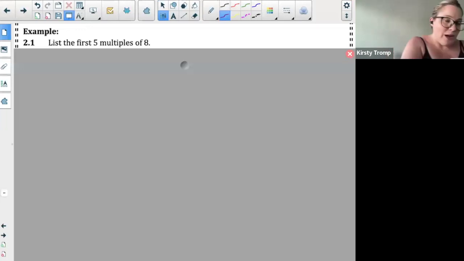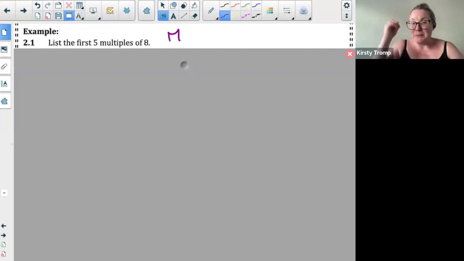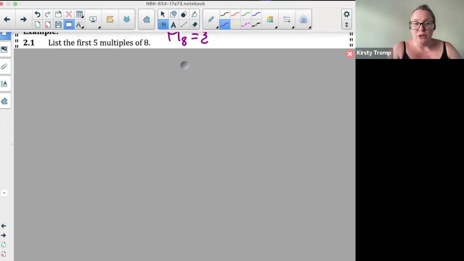Purple pen. So I'm going to have my n, and it's the multiples of 8. So I've got my big M. I'm going to draw my little 8 over here, and I'm going to say equals, open up my curly brackets. Never been good at the curly brackets.